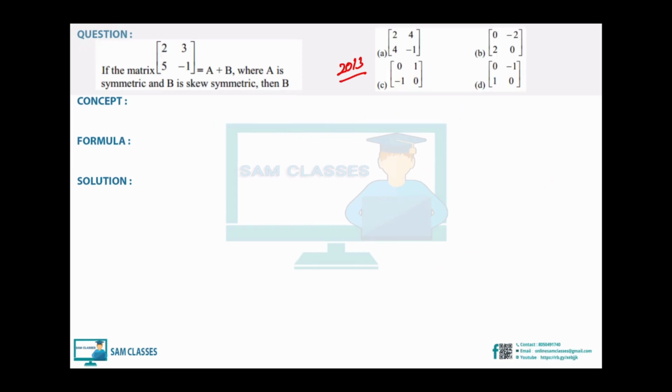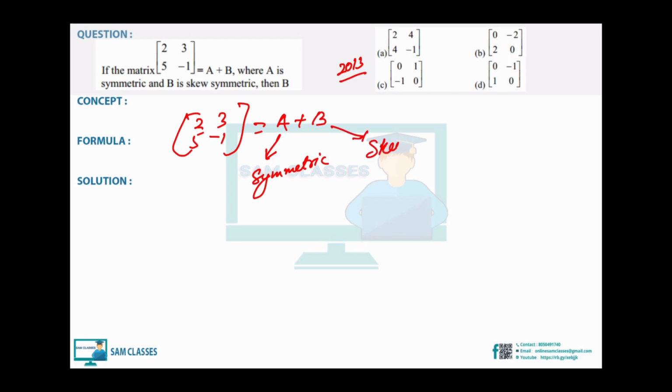Now coming to the next question, they have given us a matrix. This matrix is equal to A plus B, and they have given that A is the symmetric part and B is skew symmetric. Now in this question I'll go into a bit of detail to explain everything.